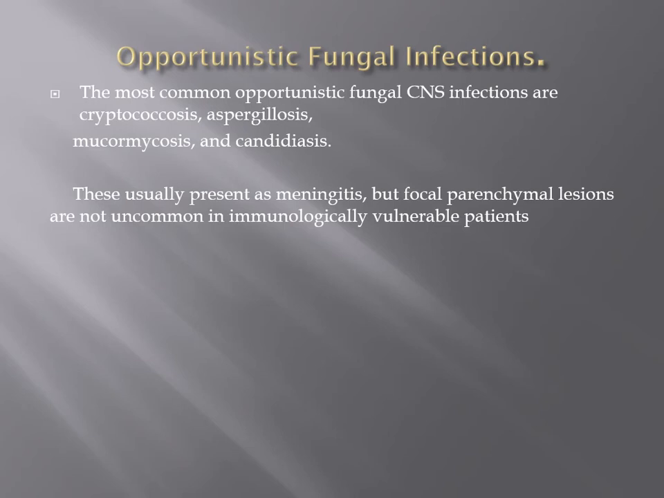Opportunistic fungal infections. The most common opportunistic fungal central nervous system infections are cryptococcosis, aspergillosis, mucormycosis, and candidiasis. These usually present as meningitis, but focal parenchymal lesions are not uncommon in immunologically vulnerable patients.